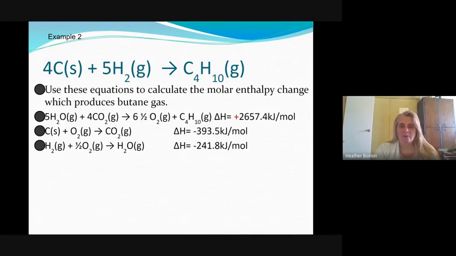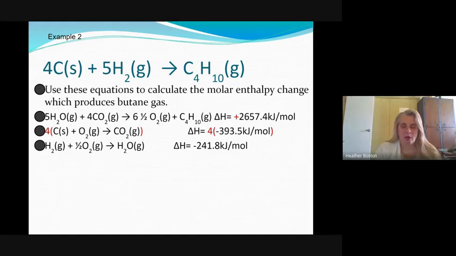So the first thing we're going to do is flip equation 1. When I flip equation 1, I have to change the sign from negative 2657.4 kilojoules per mole to positive. Equation 2 has carbon in the reactant side like we need it, but it only has a coefficient of 1, and we need 4. So I'm going to take all of equation 2 and multiply it by 4. When I multiply the equation by 4, I also need to multiply the enthalpy by 4. Now let's distribute that 4 out.